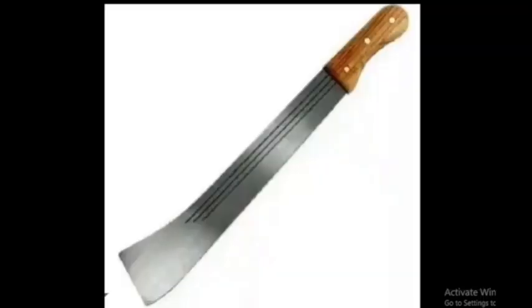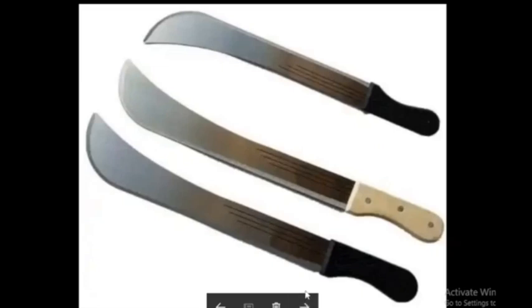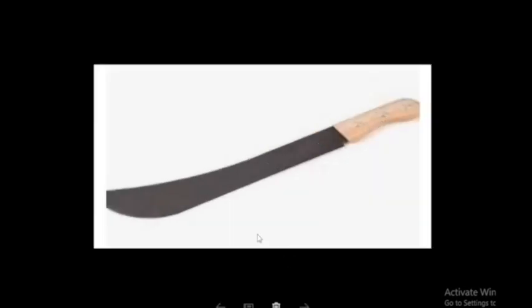So this is what a cutlass looks like. You can see these are sets of cutlasses. This one here is shorter in size compared to this one, but they all have curved edges, and you can see that one of the sides is sharp. That is what cutlasses look like. You can see another picture of a cutlass now. So those are cutlasses. The next specimen is our specimen F.